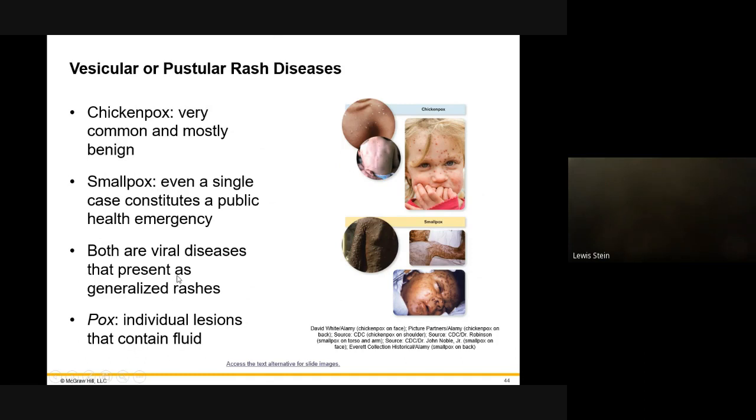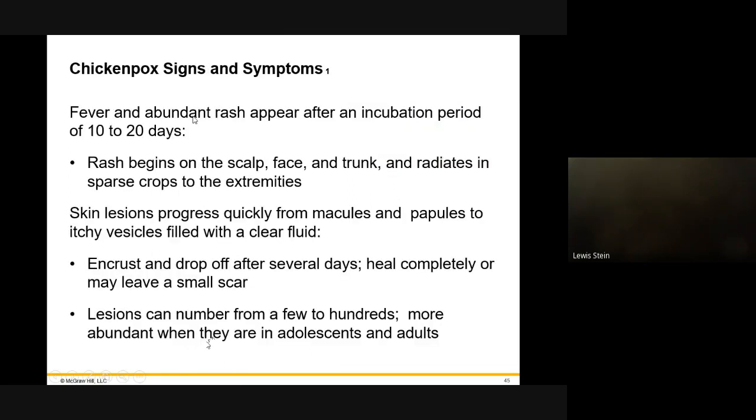They start as a rash. It's just that smallpox is life-threatening, and you won't see it. Theoretically, it's been eradicated. So individual lesions that contain fluid are the way it is. Fever and abundant rash appears after an incubation period. My kids were almost exactly 2 weeks apart. It starts facially, sometimes trunk, and begins to spread out. That's one of the tells. Progress quickly from macules to papules to blisters that itch, and boy, are they itchy.